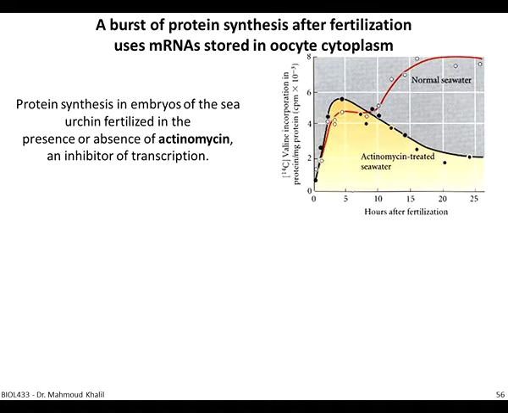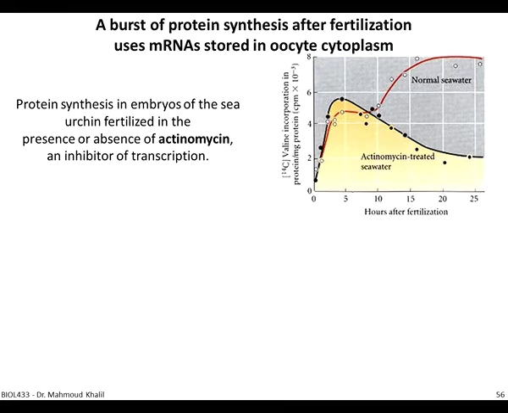in an experiment, they tried to check the protein synthesis in the presence and absence of an important inhibitor for transcription, which is actinomycin. The experiment shows a graph where on the x-axis you can see the hours, the time after fertilization, and on the y-axis, the valine incorporation in the protein. That's a reflection of protein synthesis. Valine is one of the amino acids.